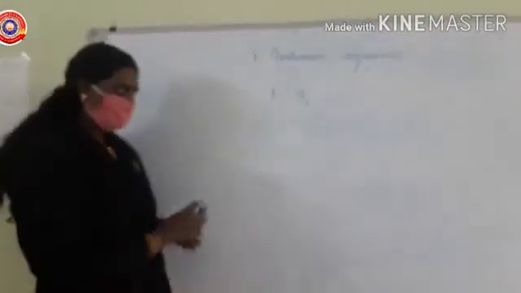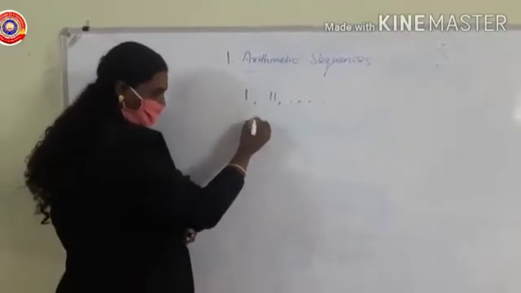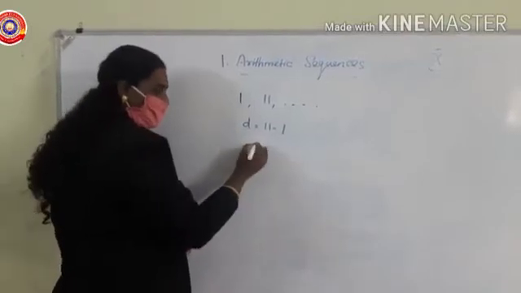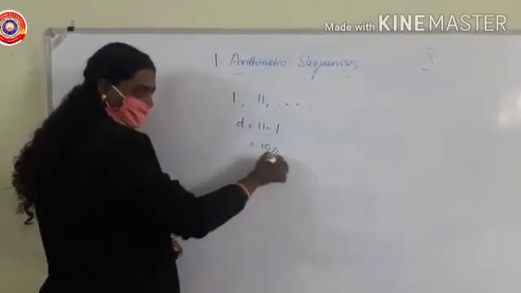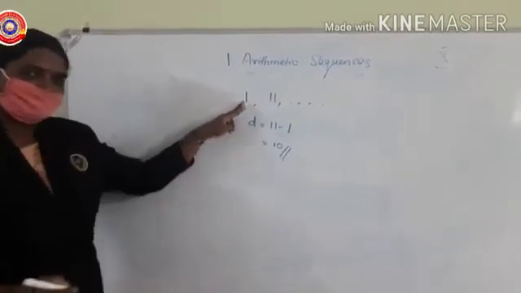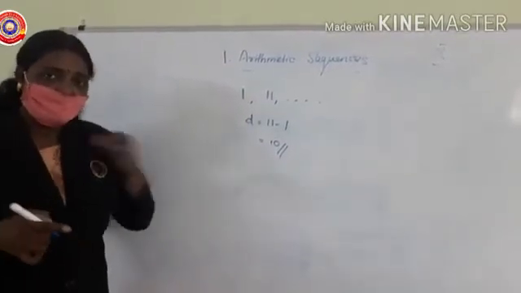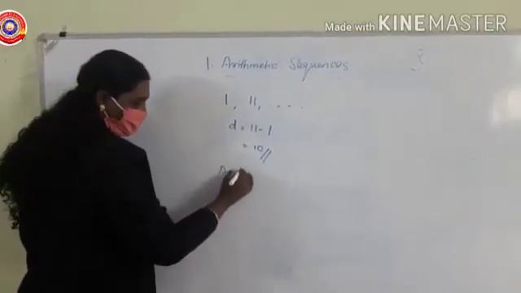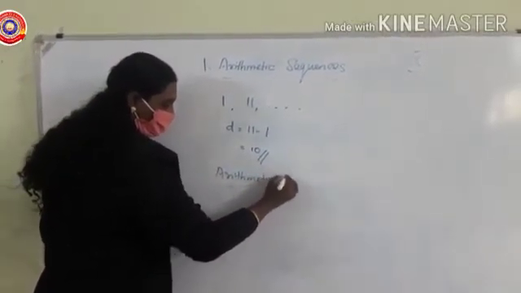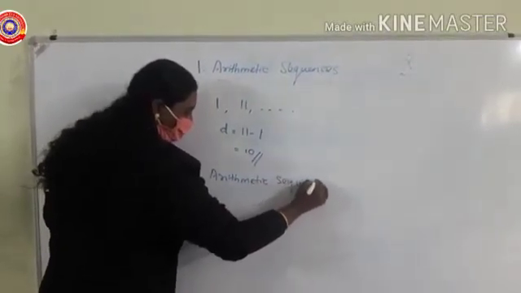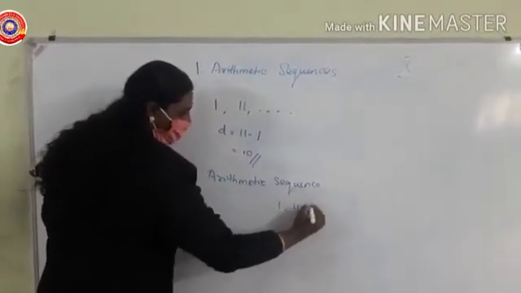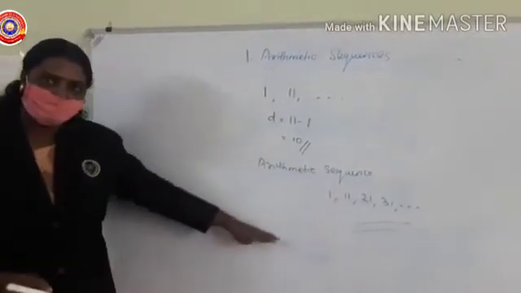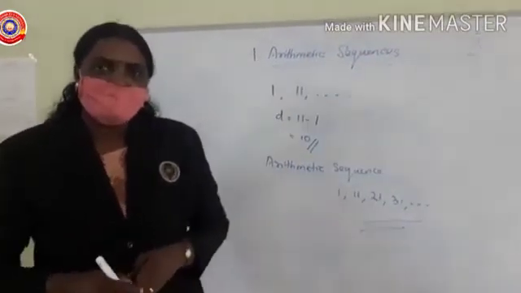Simple. First, we have to find the common difference. d equal to 11 minus 1, second term minus first term, and it is equal to 10. So, the first term is 1, second term is 11. So, what about the third term? Yes, it is 11 plus 10, 21. So we can write the arithmetic sequence as 1, 11, 21, 31, etc. Is it clear for you?